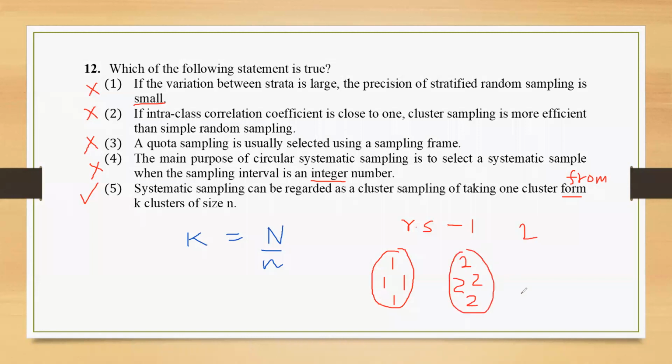So likewise, you may select the third elements in each sampling interval or the fourth, likewise. So it means these are clusters. We can consider these sets as clusters.